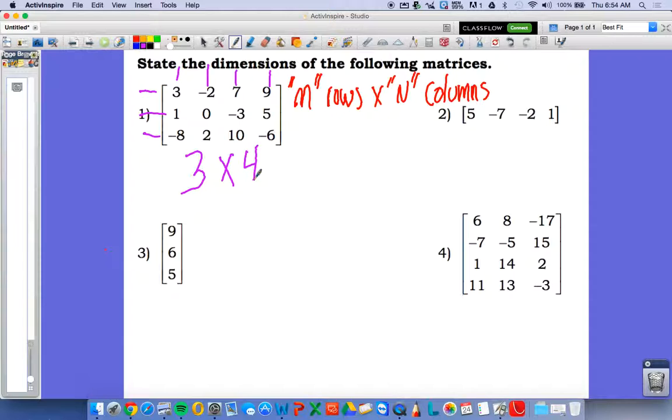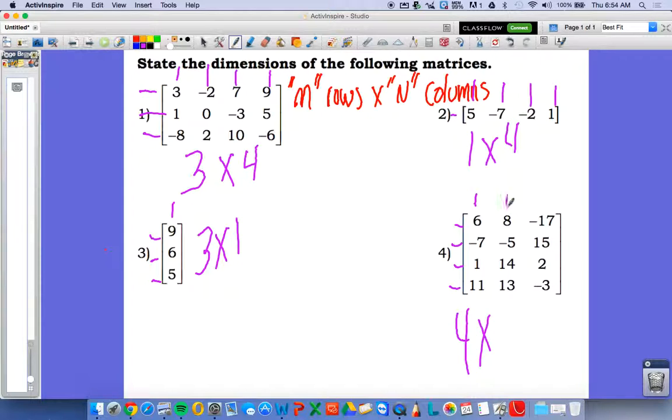The second matrix over here, well, let's see, we have 1 row, so it's a 1 by 1, 2, 3, 4 column. That's a 1 by 4. This other one over here, number 3, has 1, 2, 3 rows times 1 column. That's a 3 by 1. And this last one here has 1, 2, 3, 4 rows by 1, 2, 3 columns.